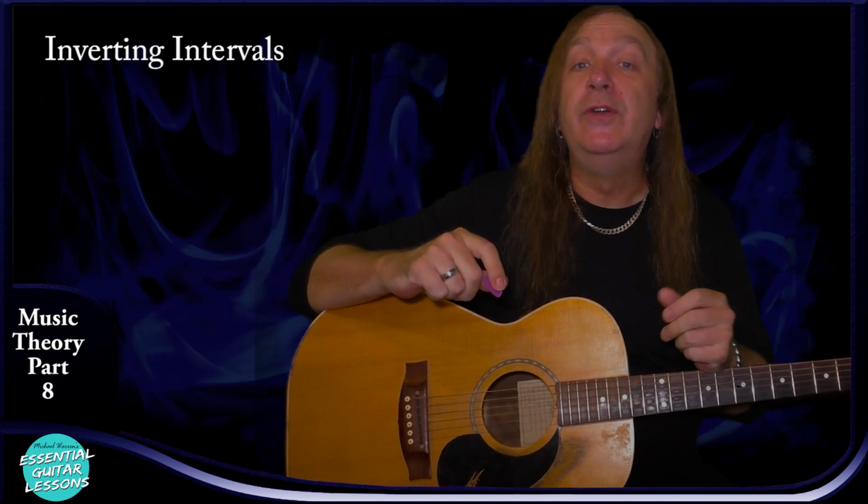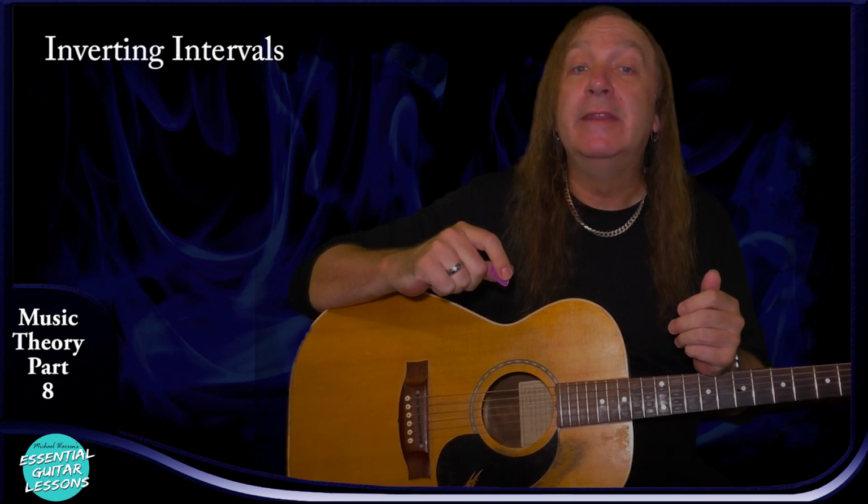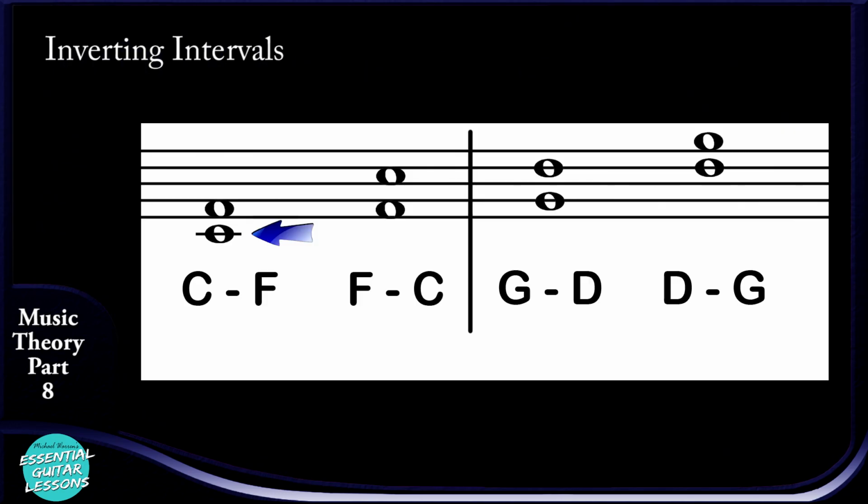So let's have a look at inverting intervals, and all that means is taking the lower note and making it the higher note. So if I was to do C to F, just put the C above the F, so now it would be F to C. If I was doing G to D, just put the G above the D, and now it's D to G. So just take the lower note and put it up an octave and make it the higher note. So let's do that on the guitar.